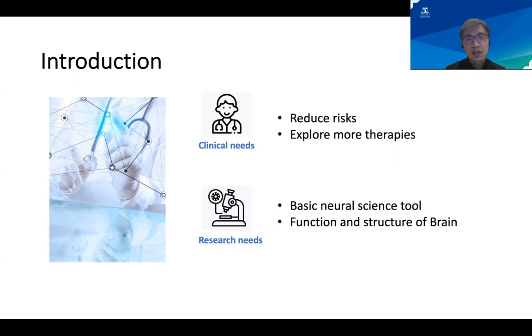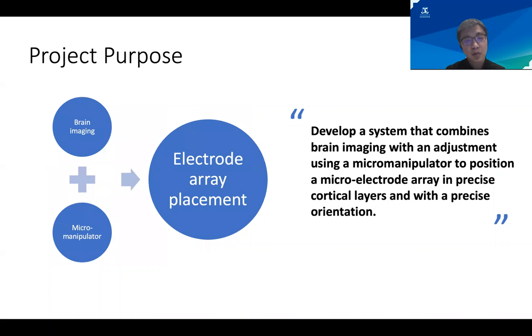For research needs, electrode positioning is a basic neuroscience tool. Scientists can understand the function and structure of the brain. So the project aims to develop a system that combines brain imaging with adjustment using a macro manipulator to position a microstructure electrode array in precise cortical layers and within precise orientations. So this method concentrates on the orientation of the electrode corresponding to the direction parallel and perpendicular to the cerebral cortex.